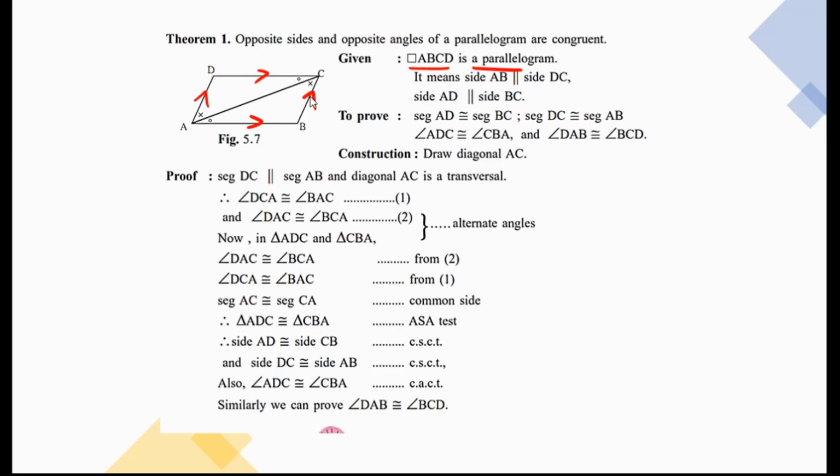Now, आप जो बोल रहे हैं opposite sides and opposite angles of a parallelogram are congruent, ये प्रूव करेगा तो हम मानेंगे. तो क्या प्रूव करना है? AD is congruent to BC, that is this side is congruent to this side. DC is congruent to AB, this side is congruent to this side. And angle ADC is congruent to CBA, that is this angle and this angle, and DAB and BCD are congruent. This is what we are asked to prove.